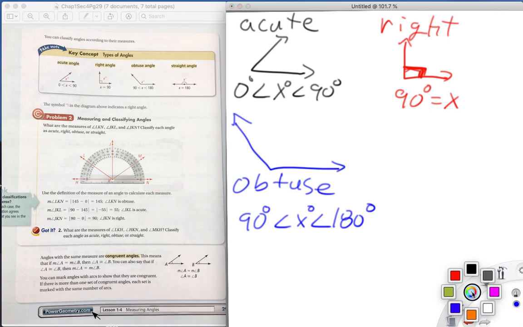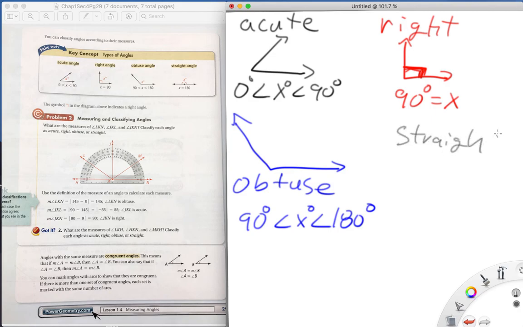And then we have a straight angle. A straight angle is an angle that's exactly 180 degrees. And a straight angle will always be in the form of a straight line. It is a straight line. Okay. It says, what are the measurements of LKH, HKN, and MKN? Classify each angle as acute, right, obtuse, or straight.